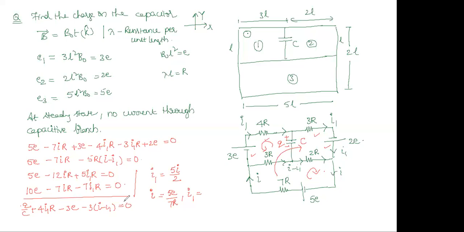Randomly I kept the polarities there. Up is positive, lower is negative. Q is equal to CE by 7. Q is equal to CE by 7.